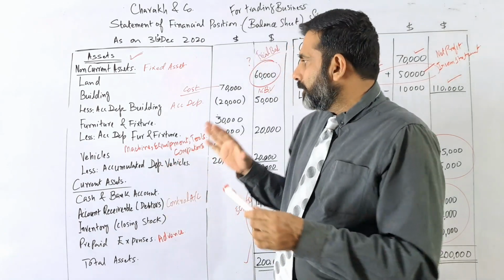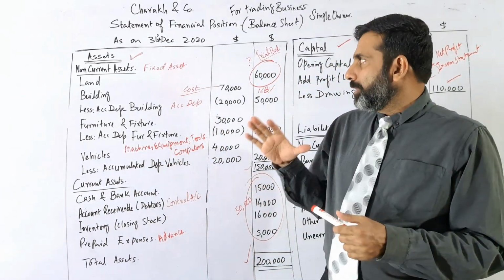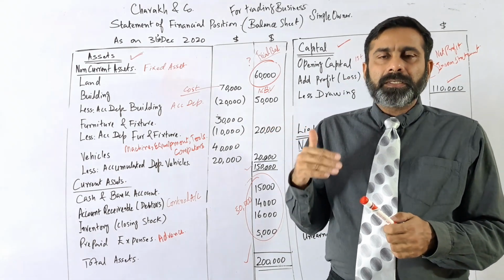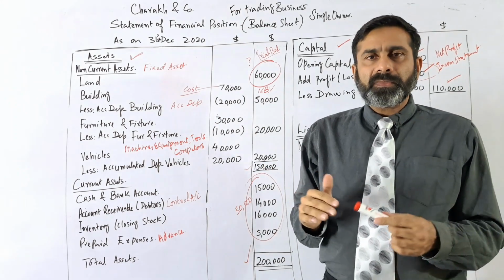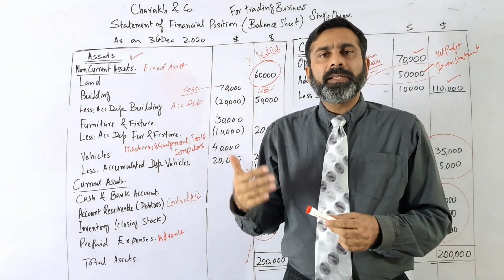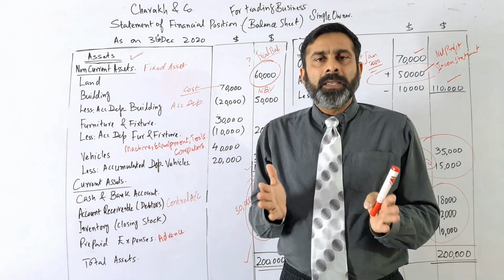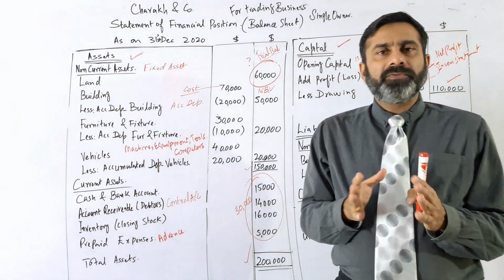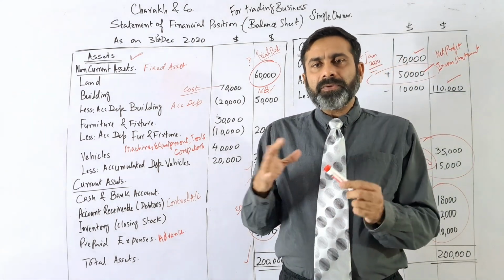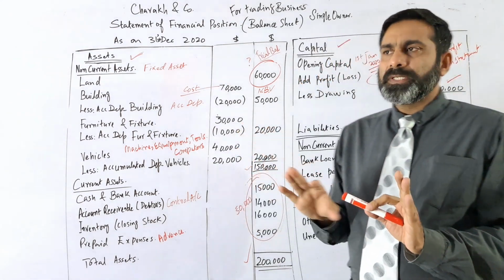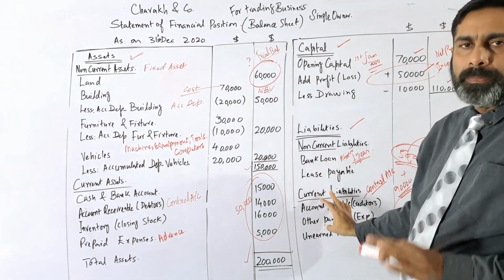I hope you have understood the basic concepts. In the next videos, we will discuss a little bit more complex things. For example, this was for the single owner, then for the partnership, and then for the companies, because the format is a little bit different for companies, as we have to follow the international financial reporting standards or international accounting standards. But the basic concept is the same. Always the assets will be equal to the capital plus liabilities total.